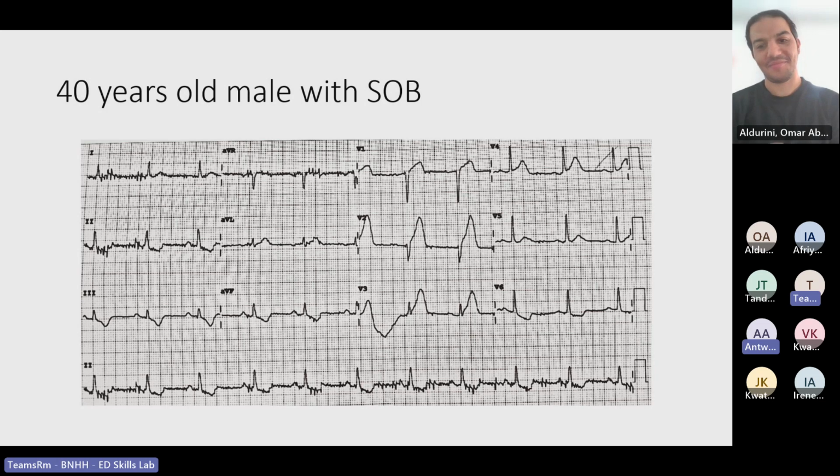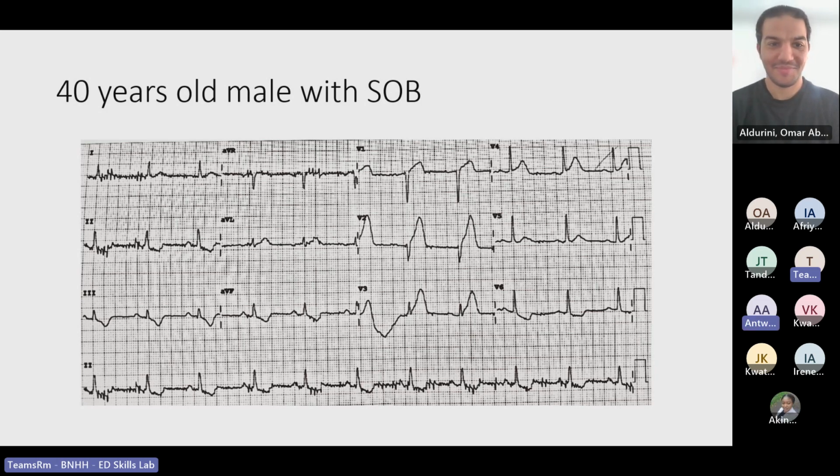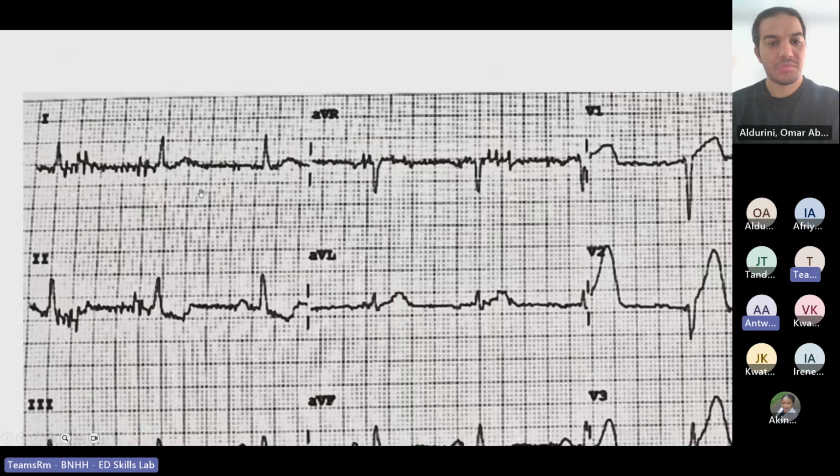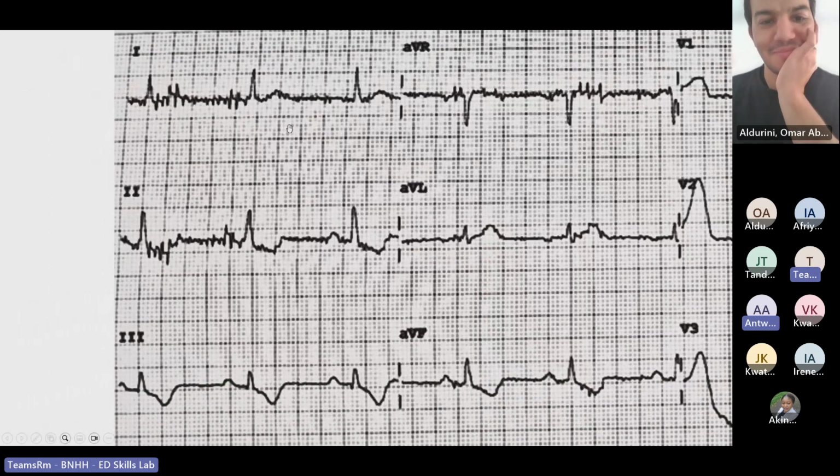So looking at this ECG, lead 1, the beginning of lead 1 is not clear to me. But I can see, when you move towards AVR, there is slight ST depression. Where is the J point?